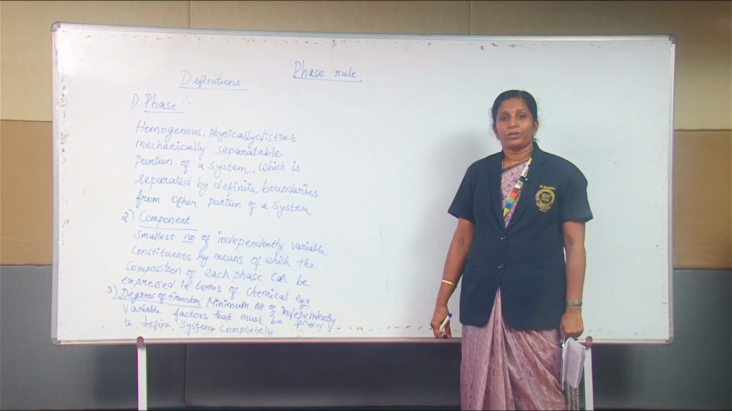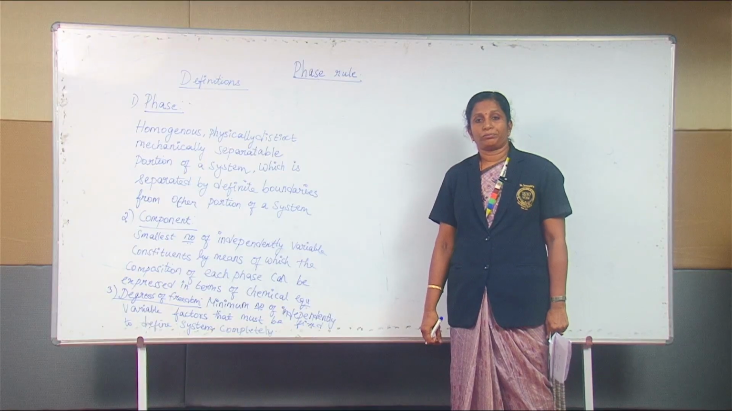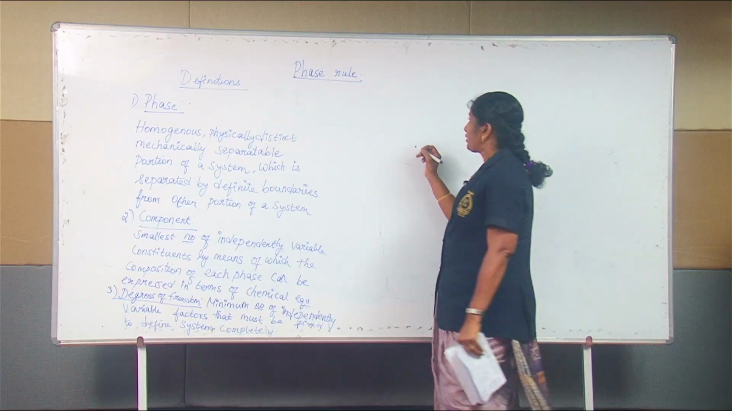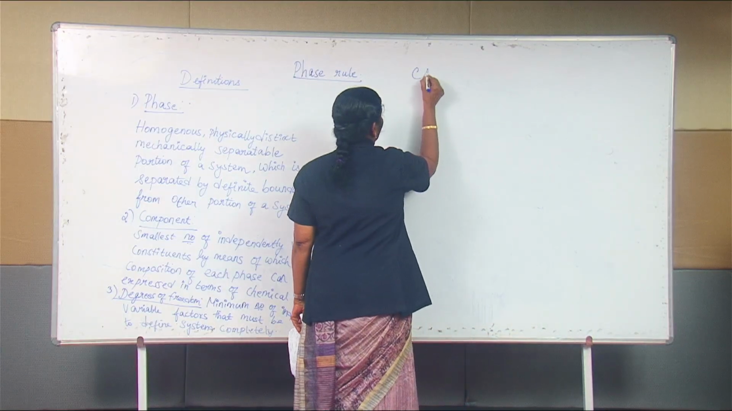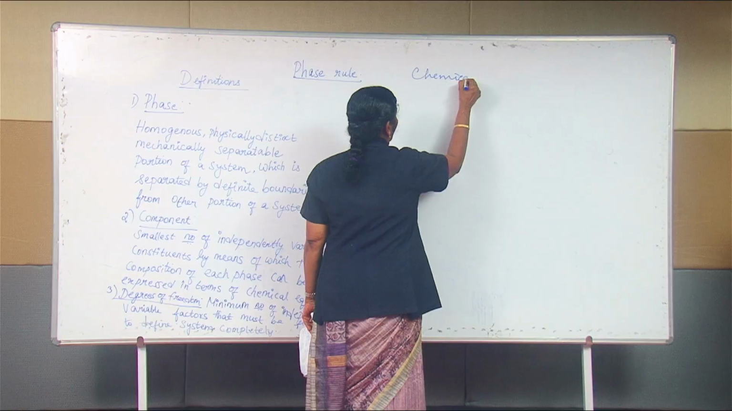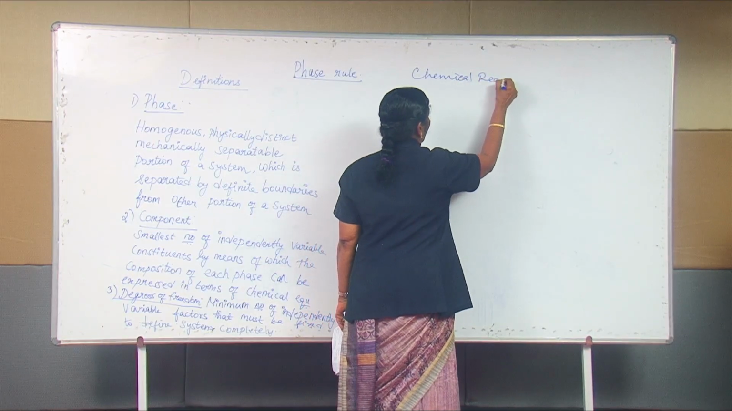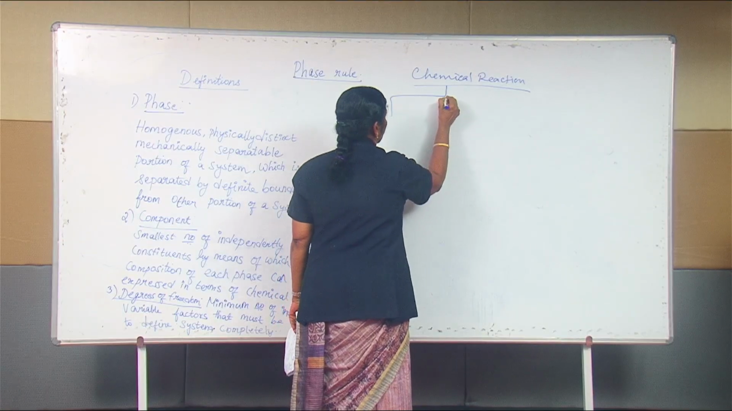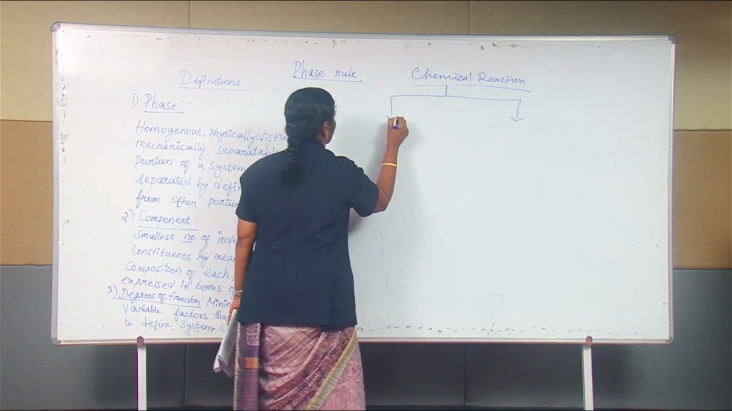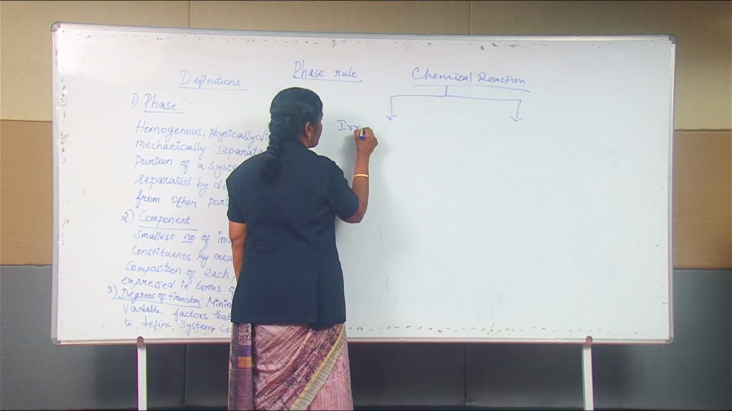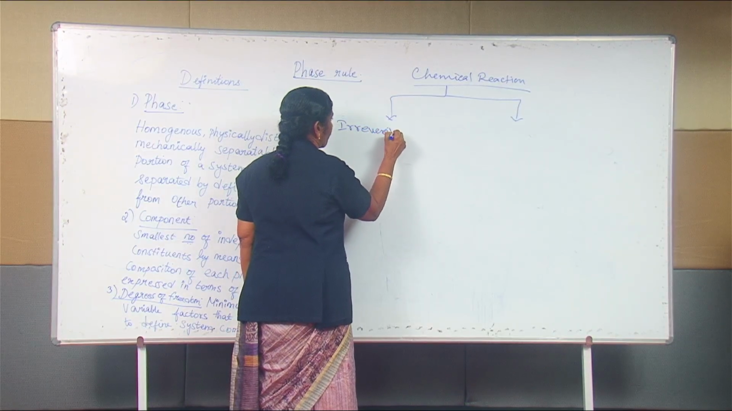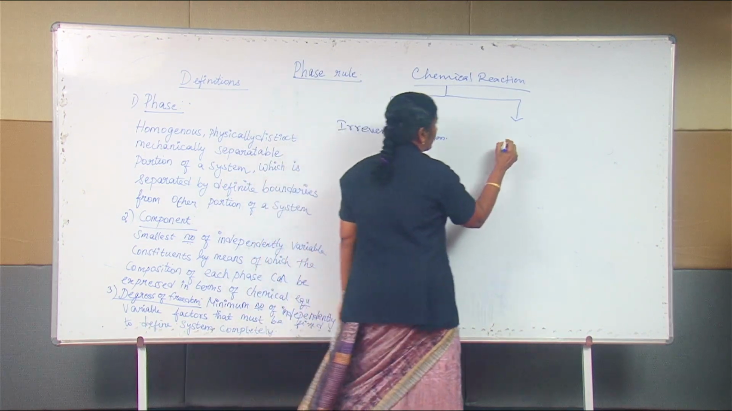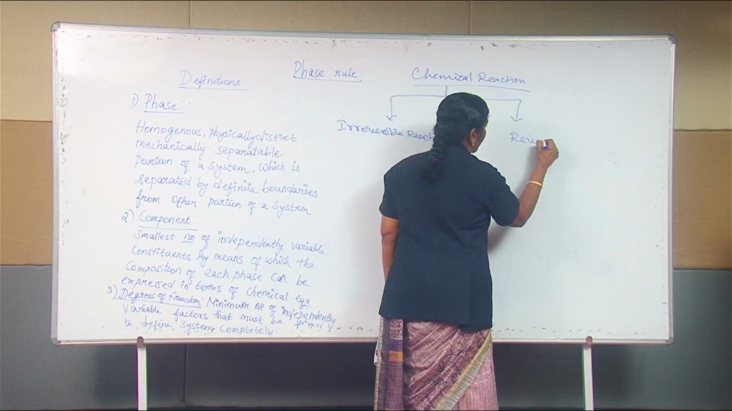Hi everyone, today we are going to discuss the phase rule. Before that, we should know about chemical reactions. Chemical reactions can be classified into two types. One is an irreversible reaction and another one is a reversible reaction.